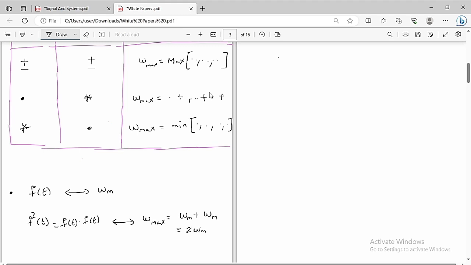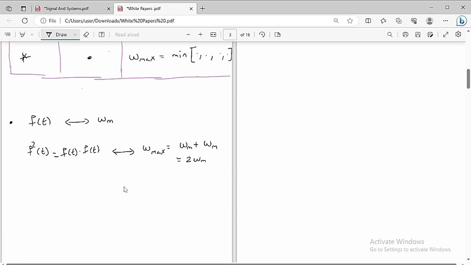With the help of this concept, you have to add all the frequencies. For f of t with frequency omega m, the other signal is also f of t with frequency omega m, so you add these two to get 2 omega m. Suppose you go for f cube of t, so f cube of t is nothing but f of t into f of t into f of t. So now you can see clearly what the net maximum frequency will be for f of t.